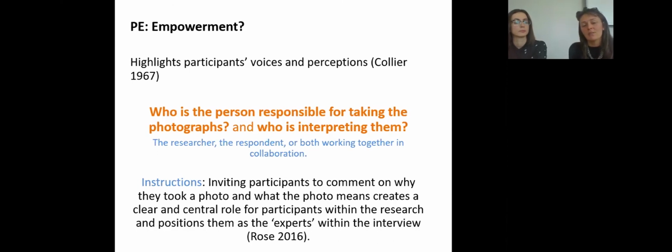And create a central and clear role for participants within the research, and position them, importantly, as the experts within the interview. So I think photo elicitation interviews are really interesting because the dynamics are totally turned on their heads. The participant is placed in the position of expert. They're showing you, they're telling you, and actually on an intellectual level, it's really fascinating. But when you're thinking about the ethics and trying to make non-hierarchical research relationships, you're shifting that hierarchy, and it really makes for quite insightful, informative, and really naturally flowing conversation.